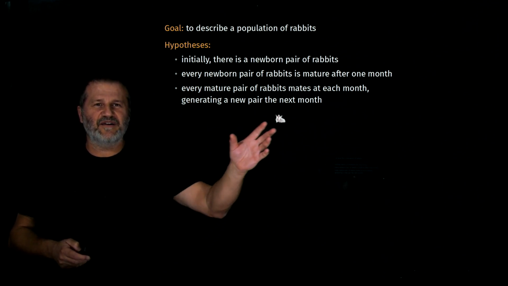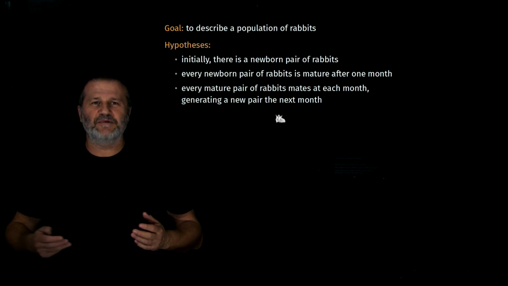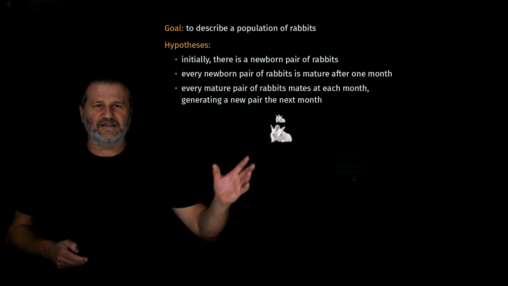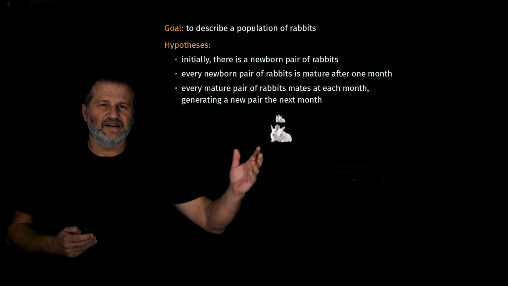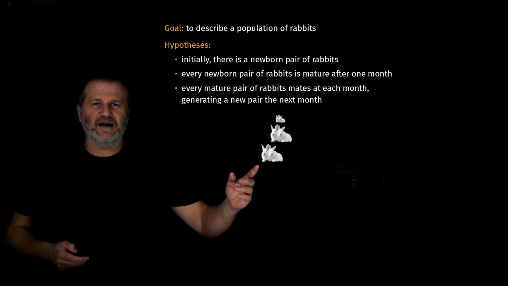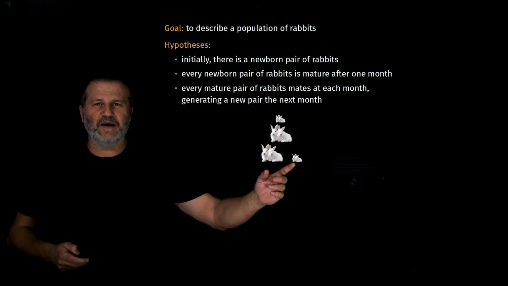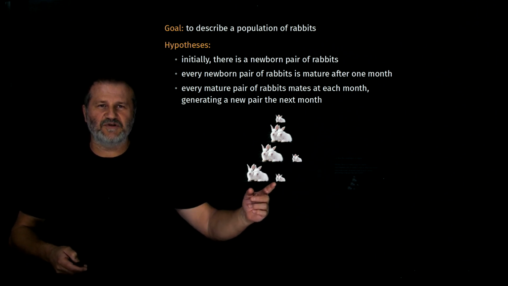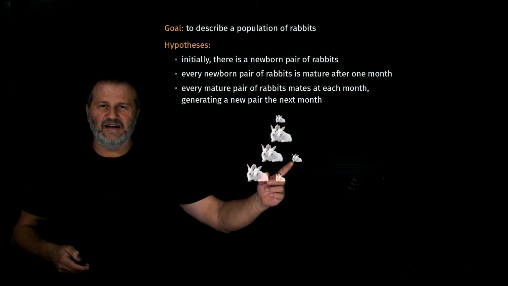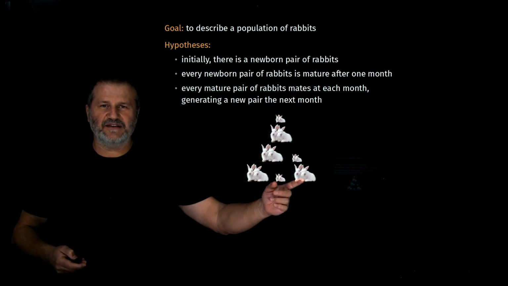So initially we have a pair of baby rabbits. After 1 month, this pair is now an adult pair of rabbits. They mate, and the second month they will generate a new pair of rabbits. Now, the next month, this pair will continue to generate a new pair of rabbits, which is here, while this pair will just grow and become mature.